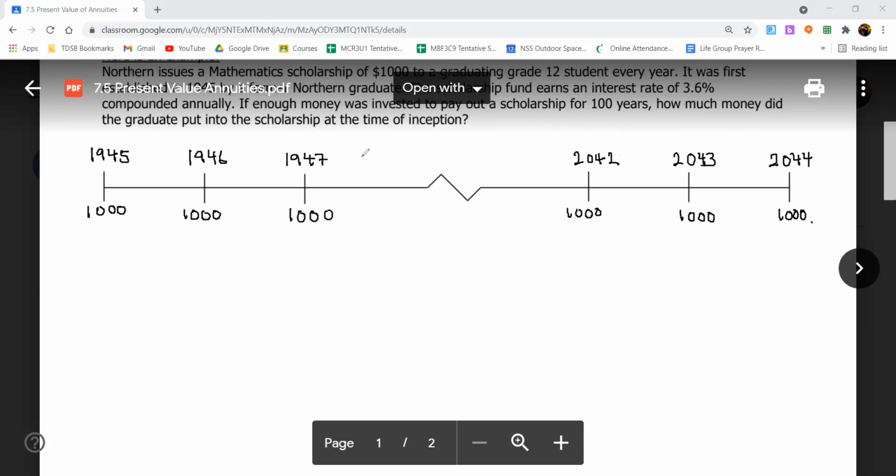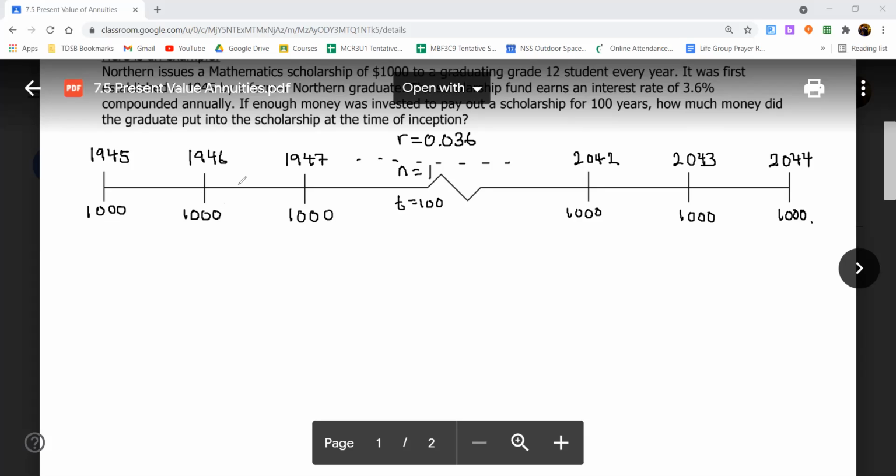At the same time, let's remember the rate is 0.036. My n value is 1, and my time is 100 years. Everyone with me? Yep. Okay.